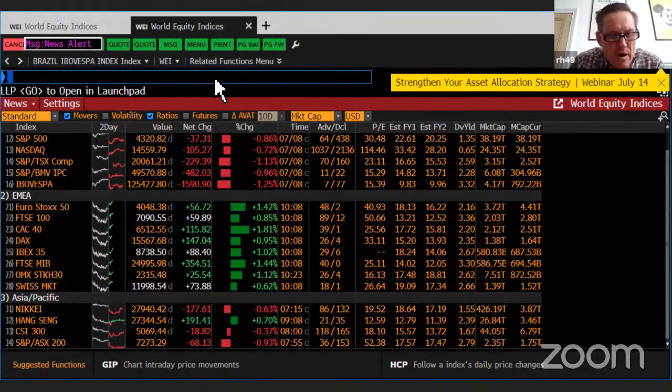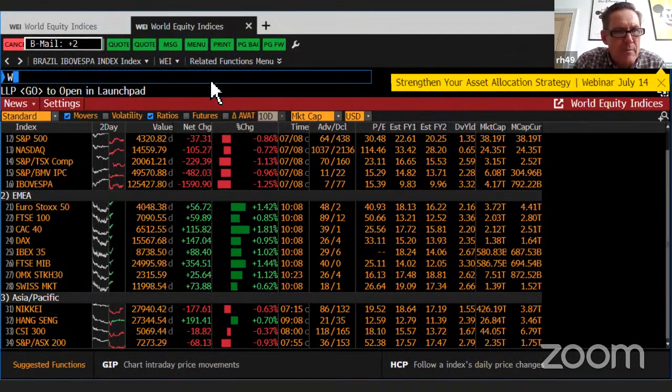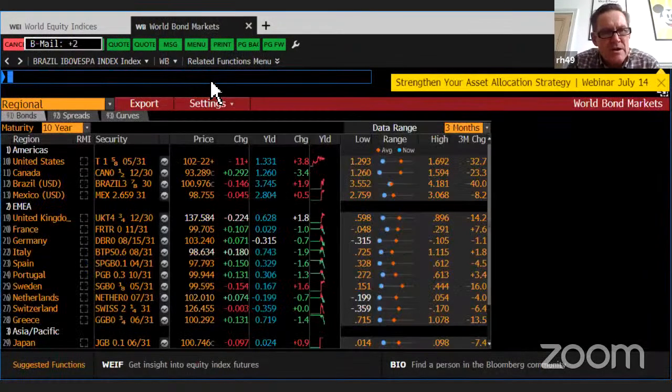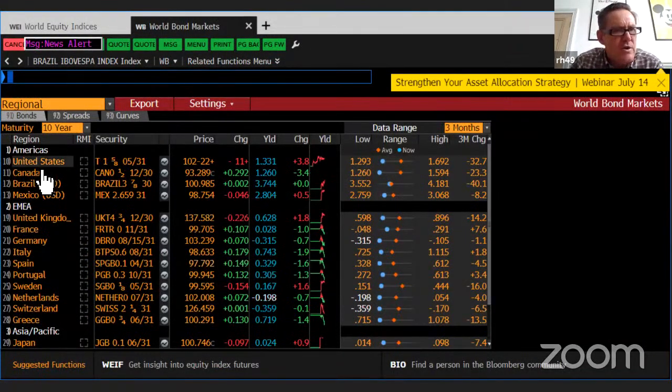This is about equity markets, but equally, if we look at WB, we will see the world bond indices. And so, for example, we've got a similar sort of thing here with bond markets. We've got Americas, we've got European bond markets, and we've got the Asia Pacific bond markets. And it tells us something about what's happened to the yields in the US, in Europe, and in Japan overnight.